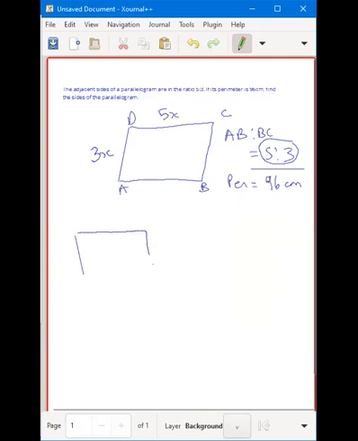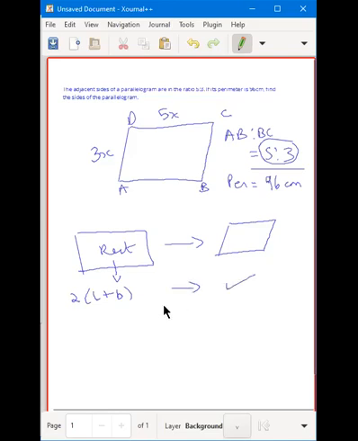Now is there a comparison? Can I say that every rectangle is a parallelogram? Yes, sir. So what is the perimeter of a rectangle? 2 times L plus B. So will that also be the perimeter of a parallelogram? Yes, sir. So I can say that 2 into L plus B is equal to 96. Now what is L over here? Can you solve further? Twice 5x plus 3x equals 96. Rishima, that's correct.